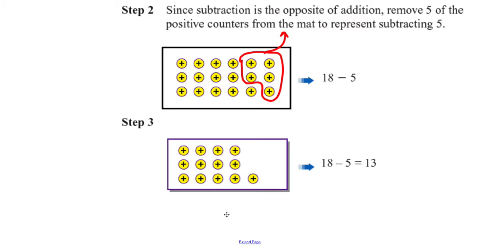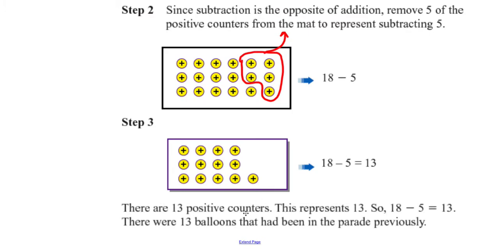That's simple enough. So there were our 13 positive counters. This represents 18 minus 5 equals 13. There were 13 balloons that have been in the parade previously. So that's easy enough. And let's take a look at examples, and let's deal with more complicated problems.